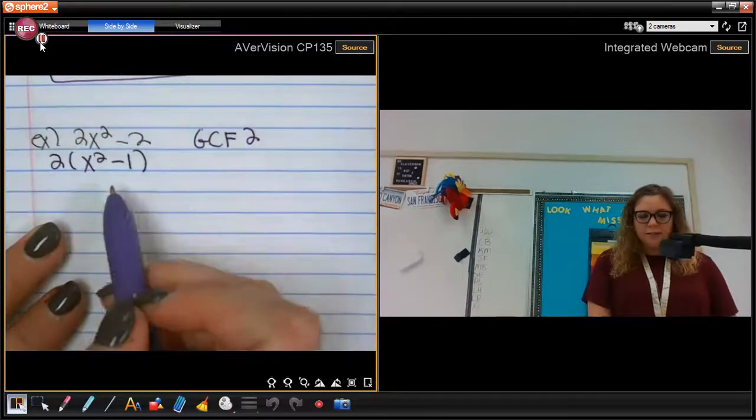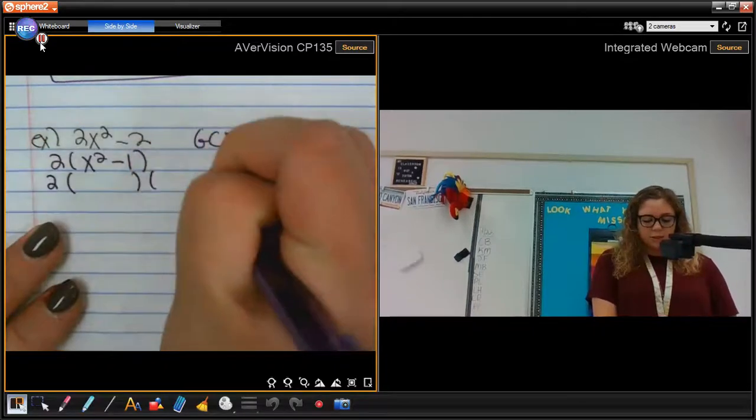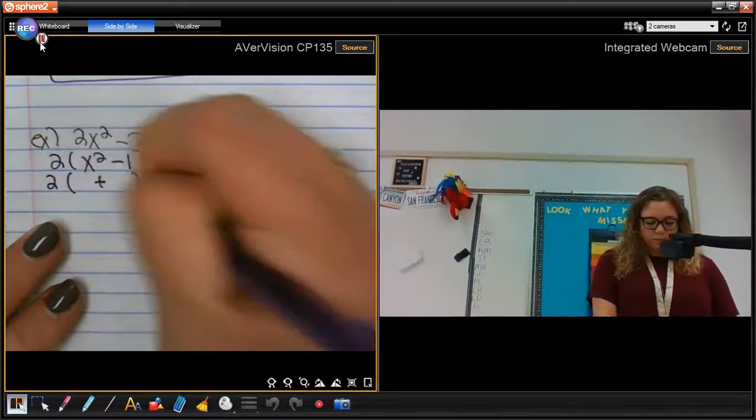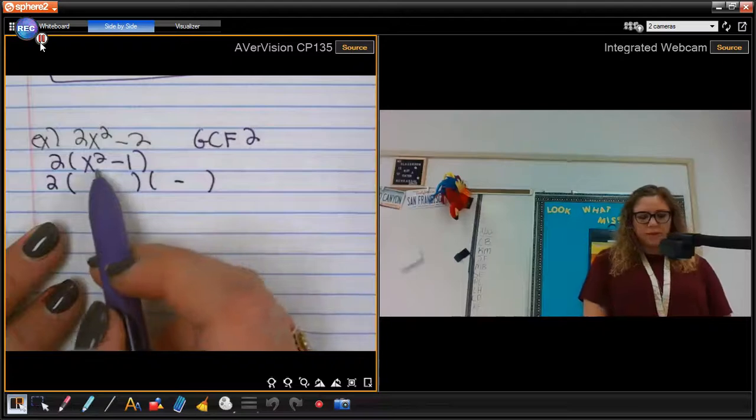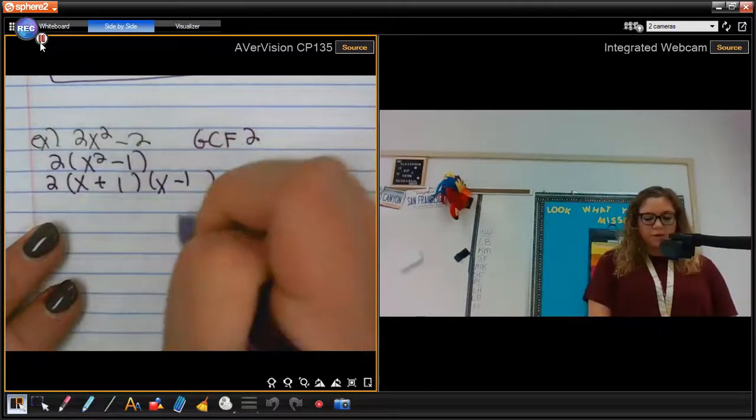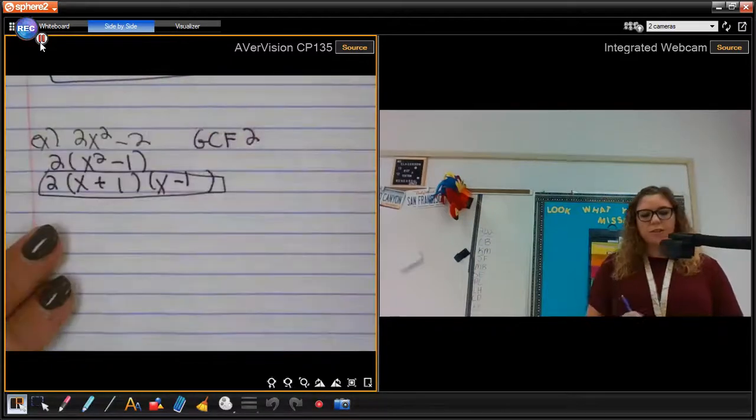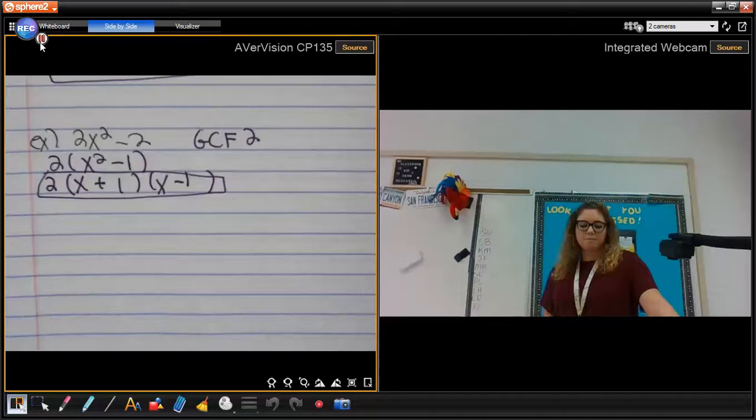So now I have a difference of squares. Just leave 2 on the outside. I'm going to have 2 parentheses, 1 minus, 1 plus. Square root of x squared is just x. Square root of 1 is just 1. And that's my answer. So you always keep the GCF on the outside.